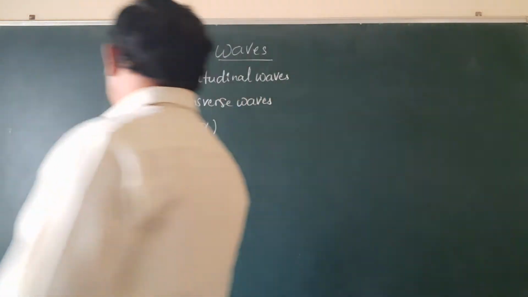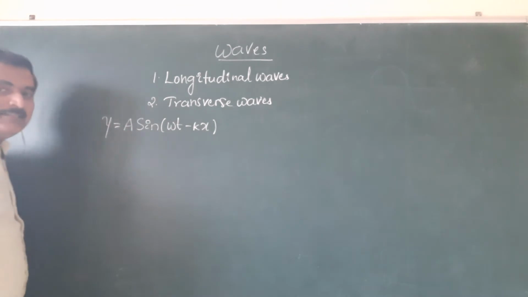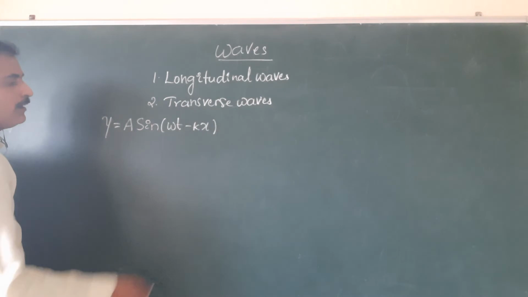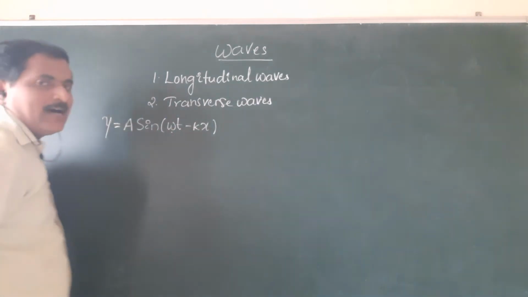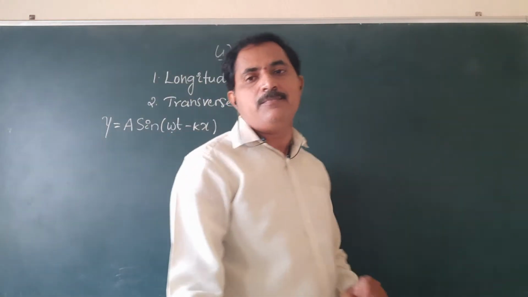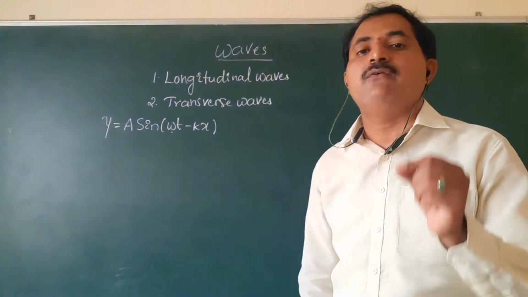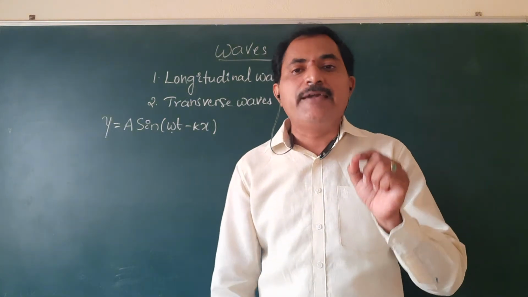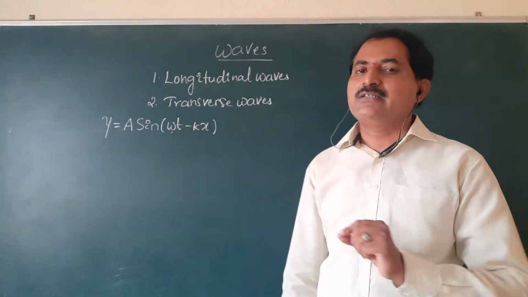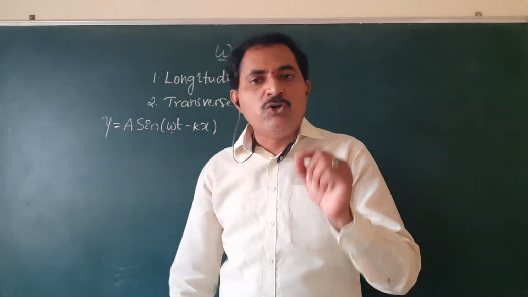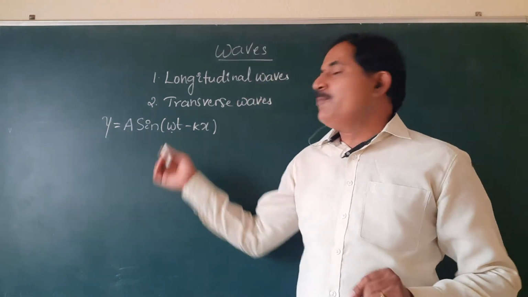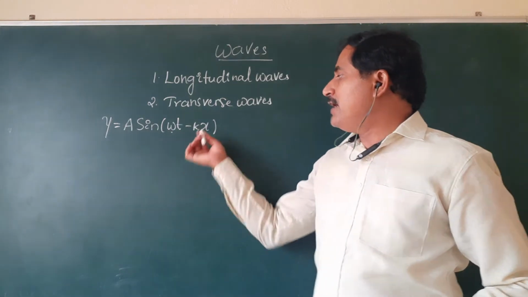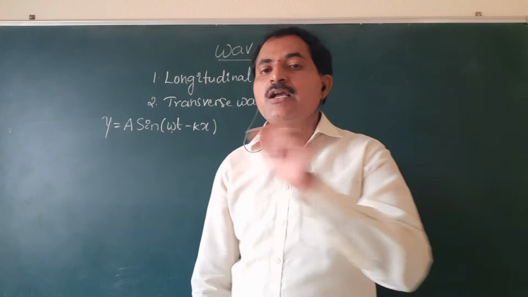Now here, capital A represents the amplitude of the wave, and omega represents the angular frequency. It is also called angular velocity. And k is called the propagation constant. Remember the terms: A is amplitude, omega is angular velocity or angular frequency, and k is the propagation constant.